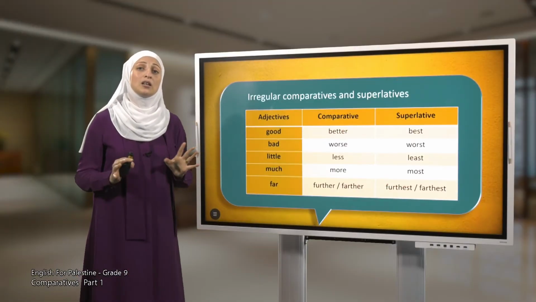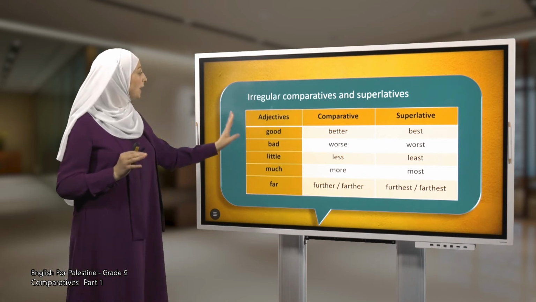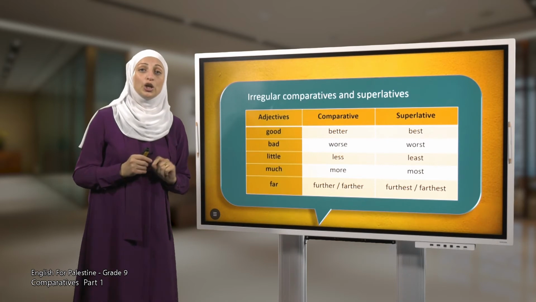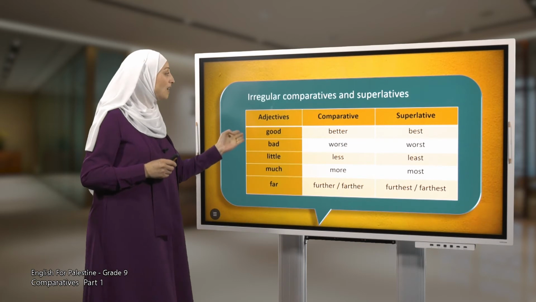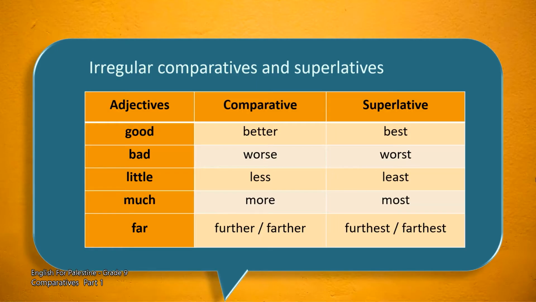Here we will talk about irregular comparative adjectives. Here I will start with good. If you have the word good, you will not add ER, you will not add more, because the comparative adjective for good becomes better. And as a superlative, it will become the best.